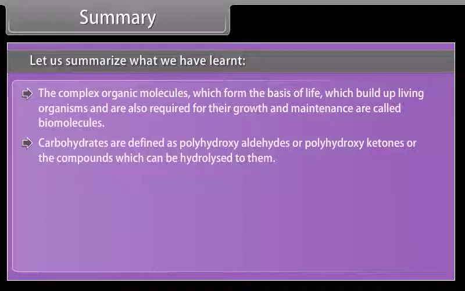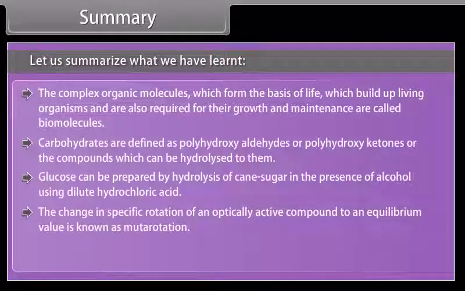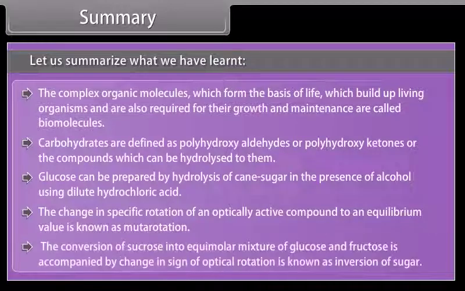Carbohydrates are defined as polyhydroxyaldehydes or polyhydroxyketones, or the compounds which can be hydrolyzed to them. Glucose can be prepared by hydrolysis of cane sugar in the presence of alcohol using dilute hydrochloric acid. The change in specific rotation of an optically active compound to an equilibrium value is known as mutarotation. The conversion of sucrose into equimolar mixture of glucose and fructose is accompanied by change in sign of optical rotation, is known as inversion of sugar.